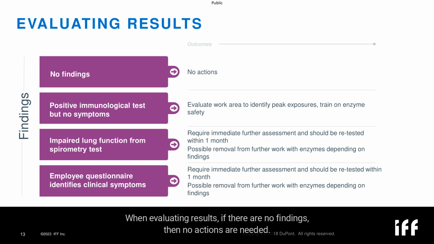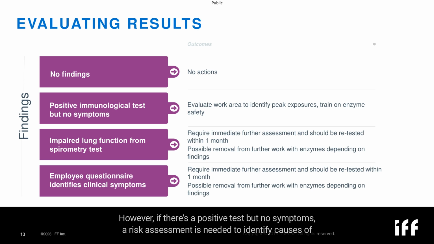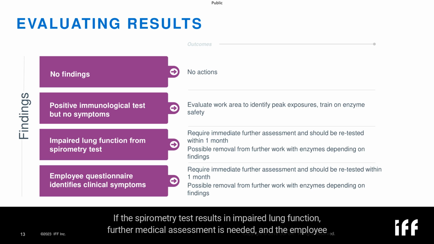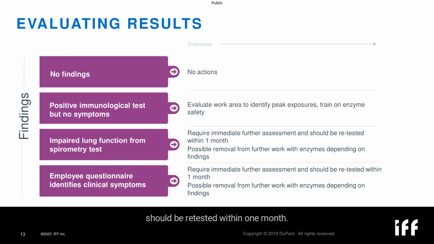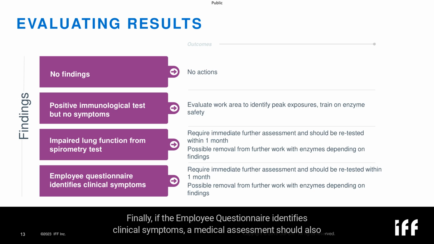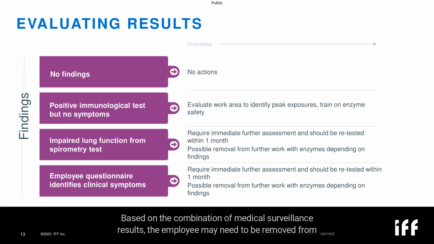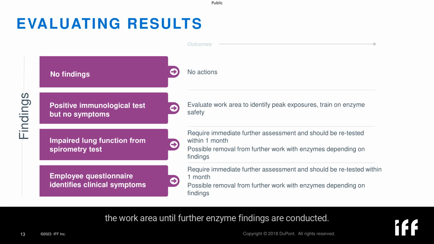When evaluating results, if there are no findings, then no actions are needed. However, if there's a positive test but no symptoms, a risk assessment is needed to identify causes of exposure and to implement controls. If the spirometry test results in impaired lung function, further medical assessment is needed, and the employee should be retested within 1 month. Finally, if the employee questionnaire identifies clinical symptoms, a medical assessment should also be conducted, and the employee should be retested within 1 month. Based on the combination of medical surveillance results, the employee may need to be removed from the work area until further enzyme findings are conducted.